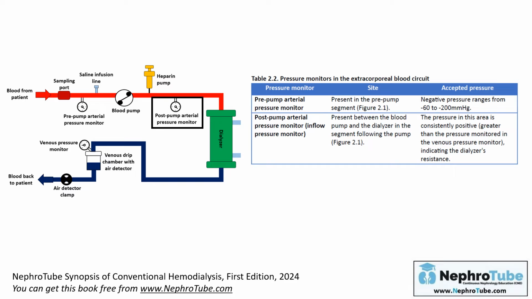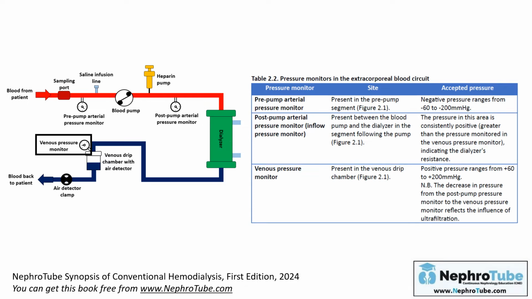The second pressure monitor in the extracorporeal blood circuit is the post-pump arterial pressure monitor. Also, it is called in some references the inflow pressure monitor. It is present in the post-pump arterial segment between the blood pump and the dialyzer. The pressure in this area is always positive, and it reflects the resistance that the blood finds within the dialyzer.